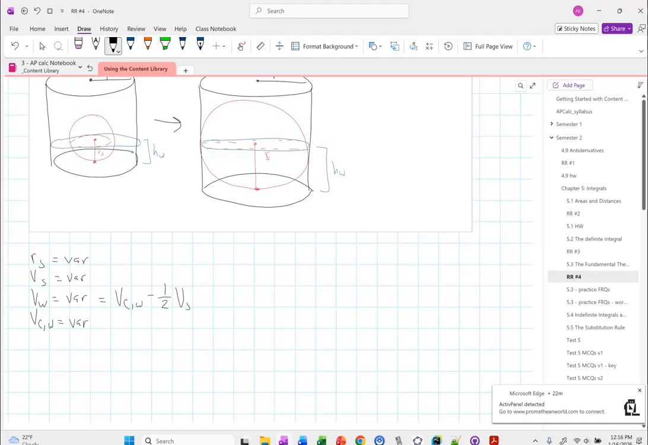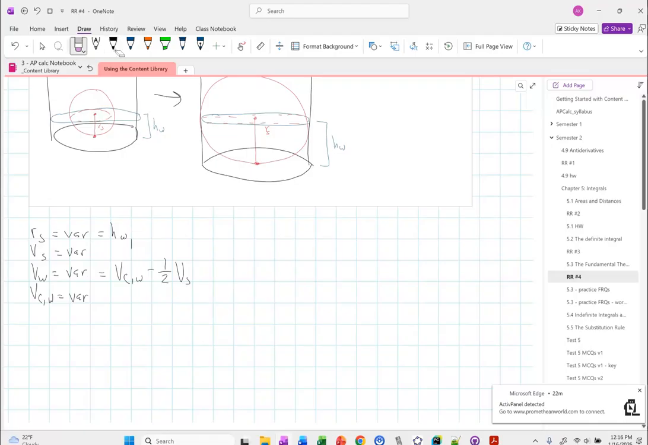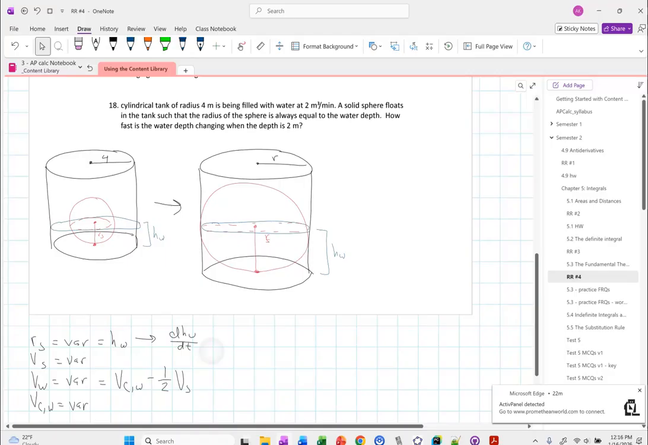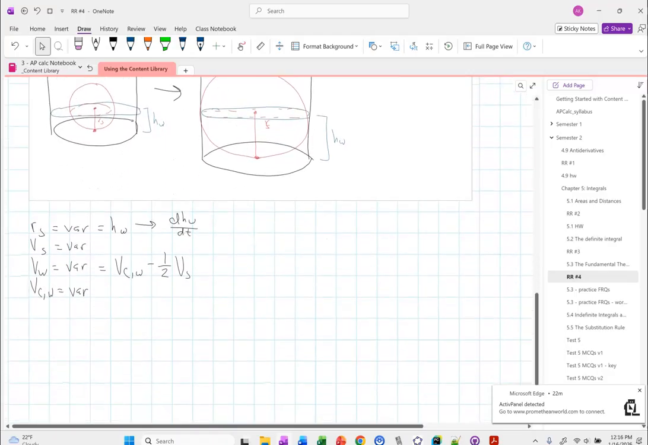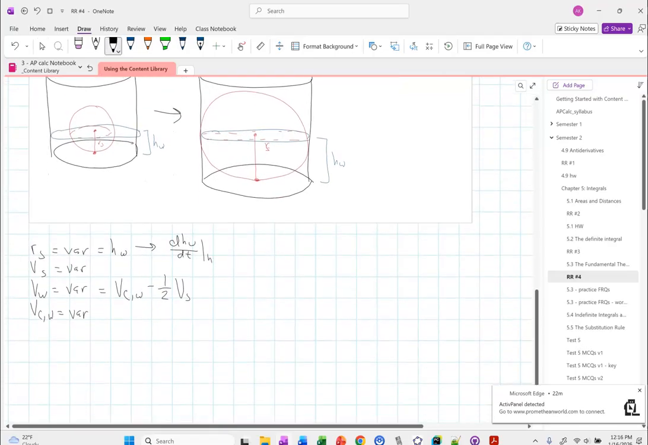Mm-hmm. Coming up with that is the hardest part. Getting a good picture of what's going on and going, okay, how do I relate the volume of the water to what I've got going on here? Also worth noting, the radius of the sphere is going to be the same thing as the height of that water. And that's what we're asked for: how fast is the depth of the water changing when the depth is 1.